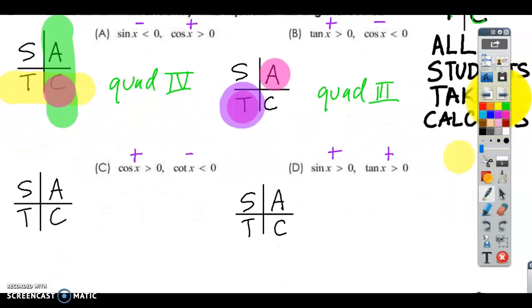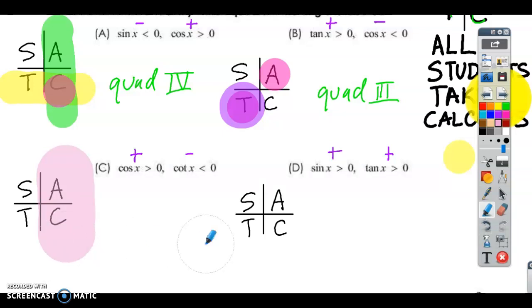Moving on to C. They tell us the cosine is positive. Where's the cosine positive? Cosine is x. Let's try that again. Where's my highlighter? There we go. Where the x values are positive.